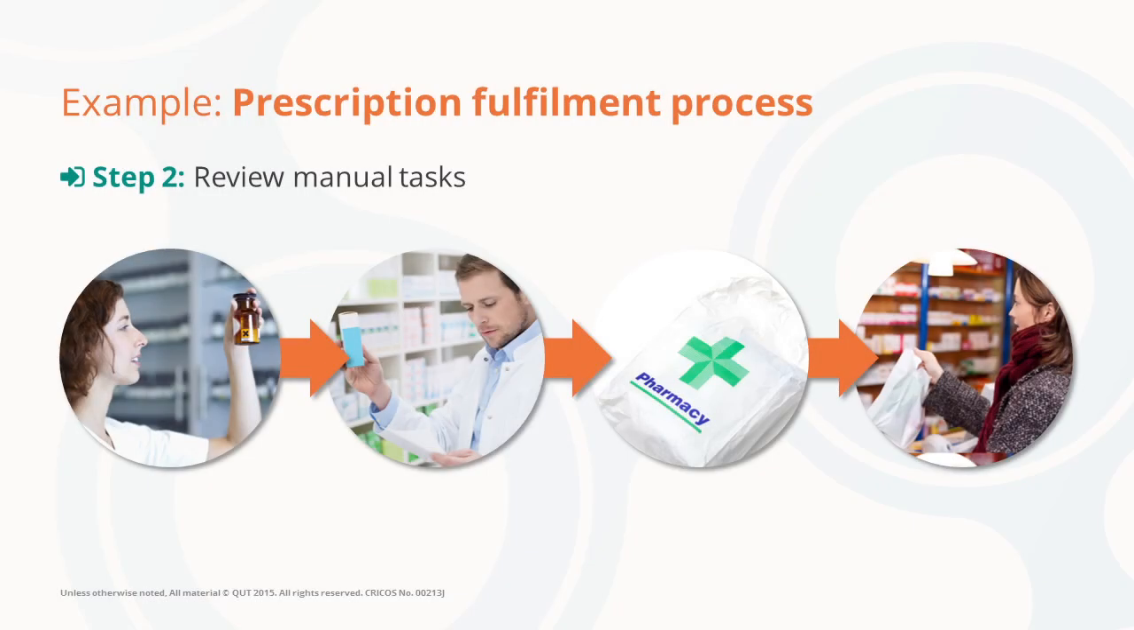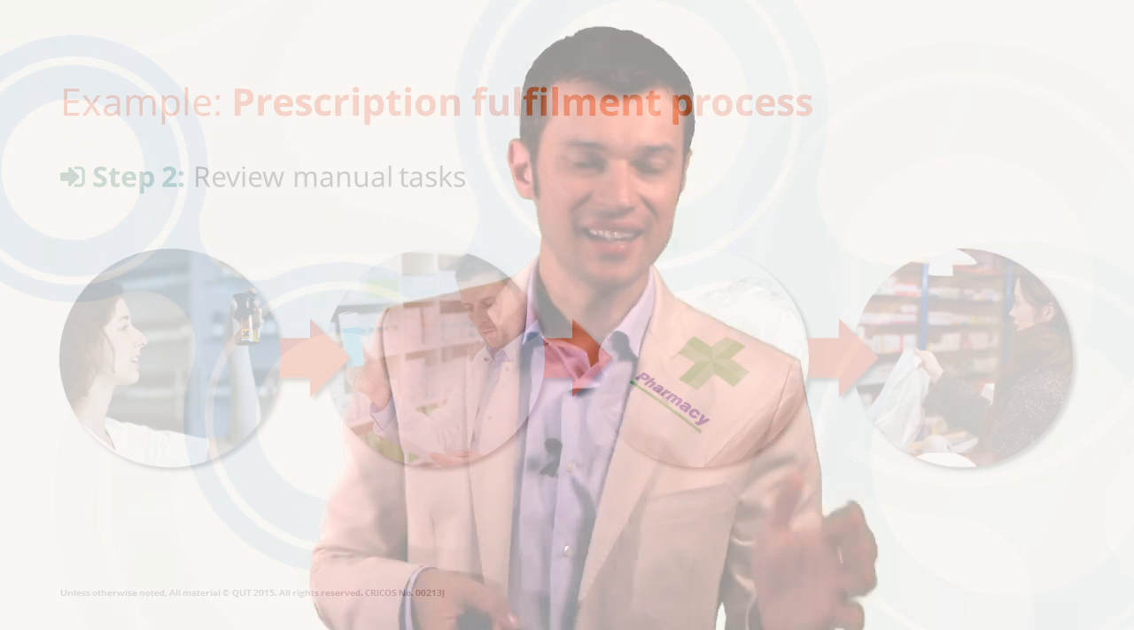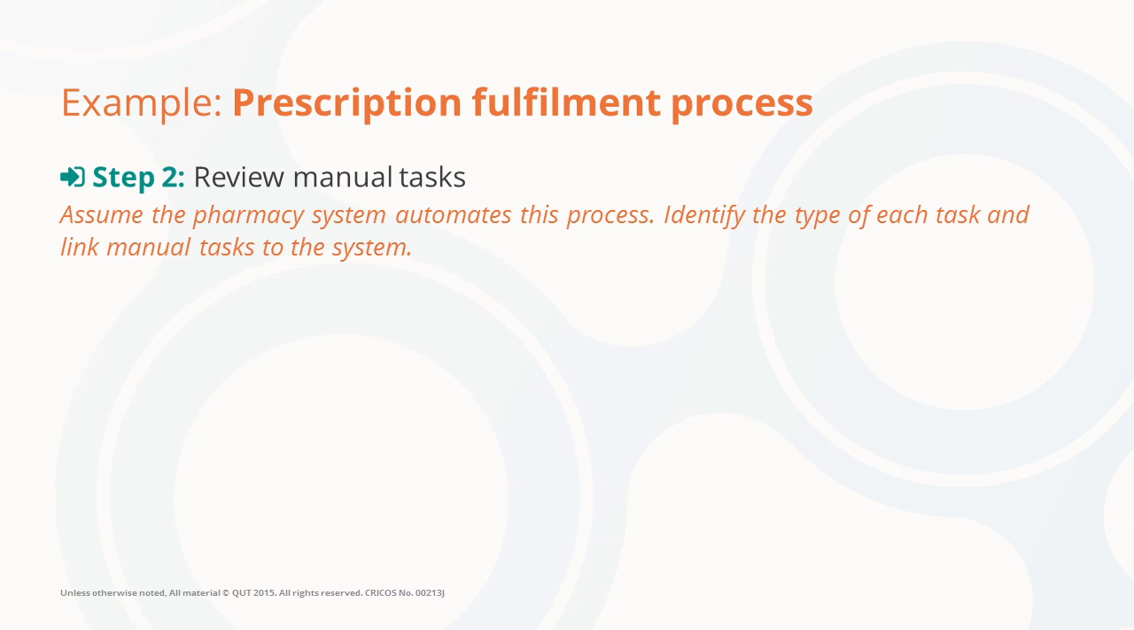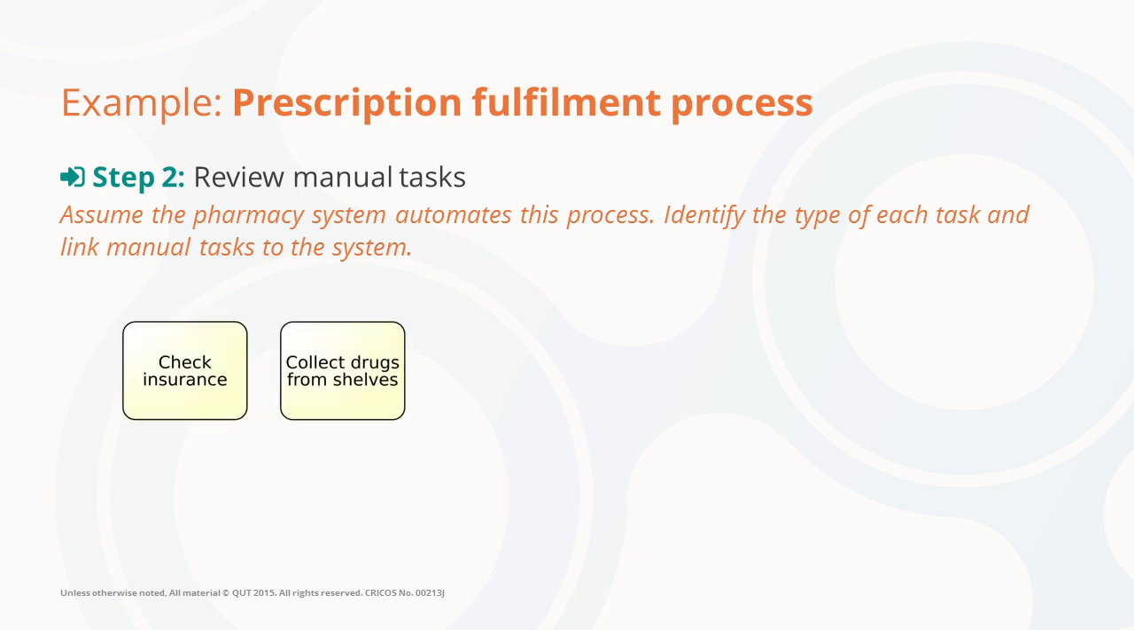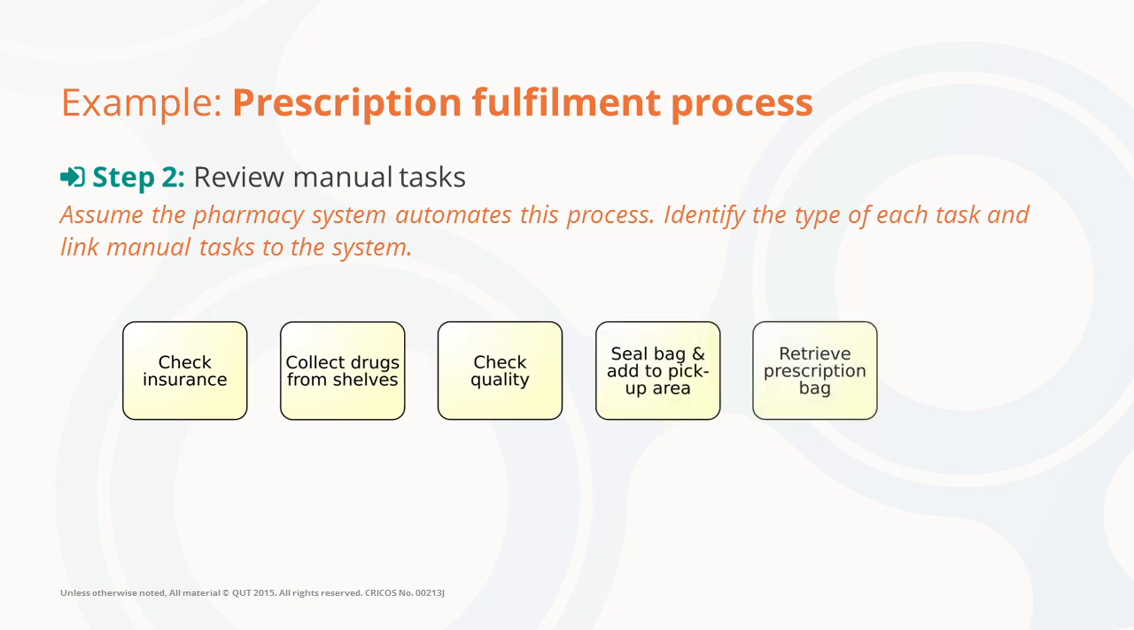Now let's assume that there is a pharmacy system that can automate this process. Let's analyze each of the tasks of this process and identify their types, and then let's see if there are any manual tasks, how we can link this to the pharmacy system. So we can identify the following tasks: check insurance, collect drugs from shelves, check quality, seal bag and add to pickup area, retrieve prescription bag, and collect payment.